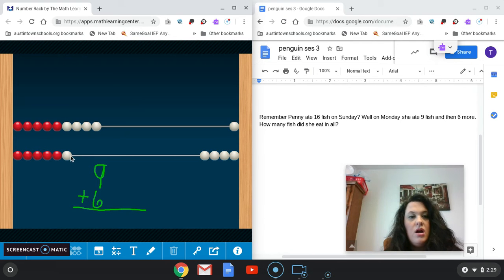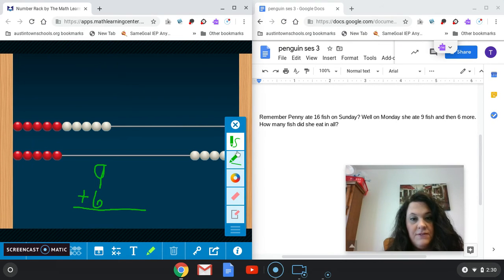So here's what I'm going to do. I'm going to take away one of these ones at the bottom and put it back over here, and instead I'm going to move this one up. So now I have 9, and instead of having 6 down here, I'm going to make a group of 10. I just replaced that bead. So now I have 10, and I can count 5 more: 10, 11, 12, 13, 14, 15. 9 plus 6 is 15. I just made a group of 10 to make it easier for me to count. She has 15 fish for the day, okay?